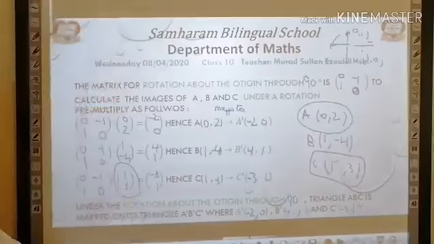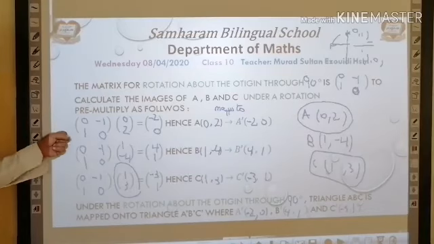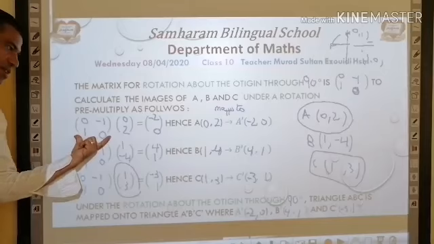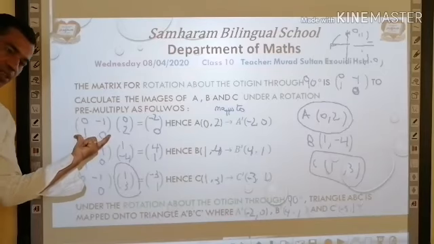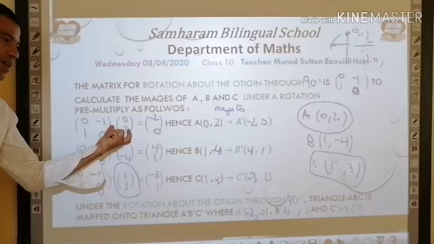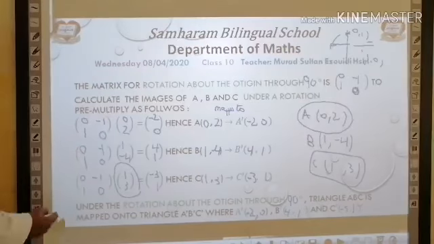Here we will not use geometric techniques. You will use algebraic techniques, meaning that you will work out the entries of this matrix for rotation about the origin through 90 degrees. After finding it, you can multiply by the coordinates of any point to find the image. Okay, good.